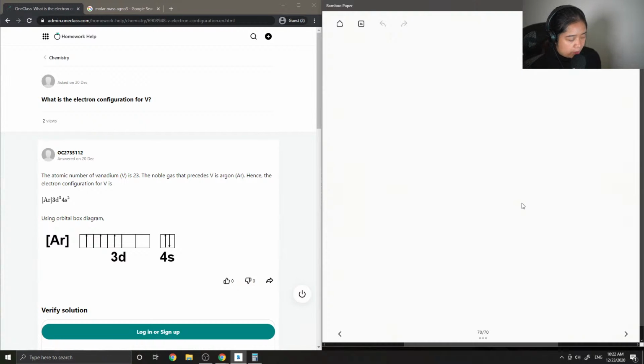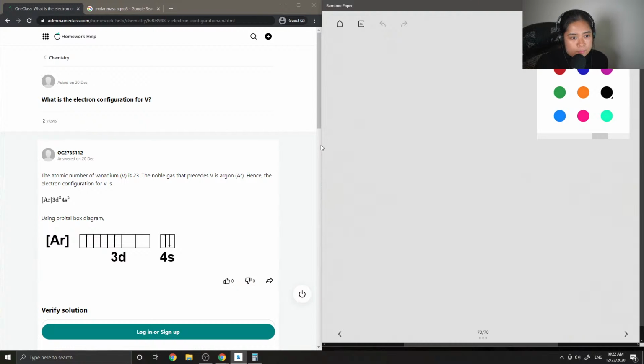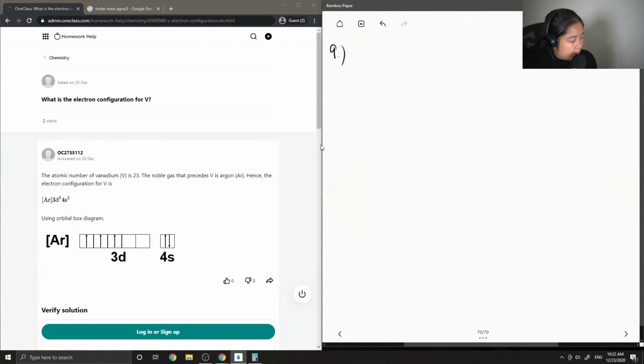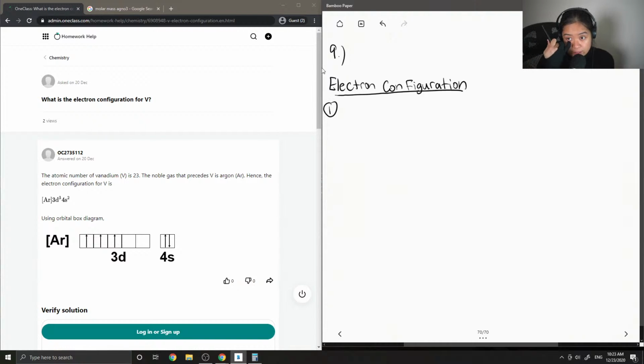Okay, so on to question number 9. What is the electron configuration for V? So vanadium. So when we want to find the electron configuration of an element at its ground state, we can go by the following steps.